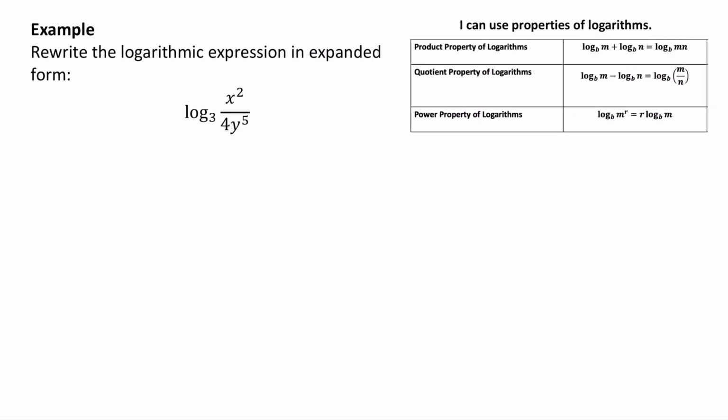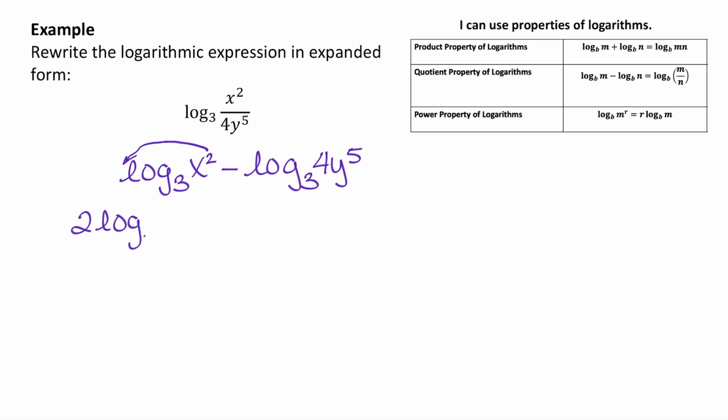Now let's rewrite this in expanded form. We have a quotient here. So we're going to rewrite this as the log base 3 of x squared minus the log base 3 of 4y to the 5th. So we have a lot going on in this problem. First, I'm going to bring this exponent in front, and that is going to become 2 times the log base 3 of x. And then this term, I'm just going to leave it like that, the log base 3 of 4y to the 5th.